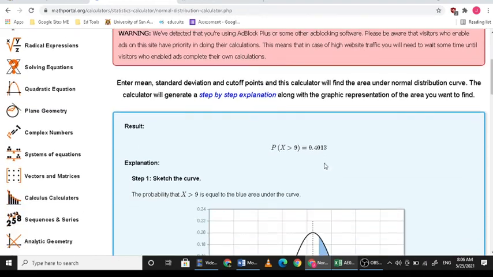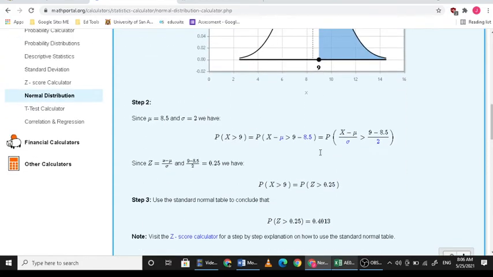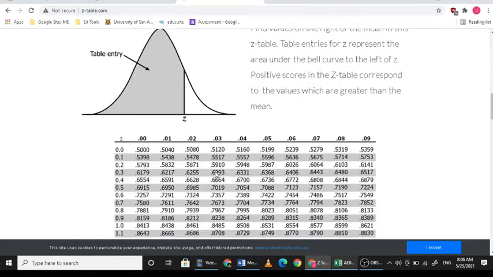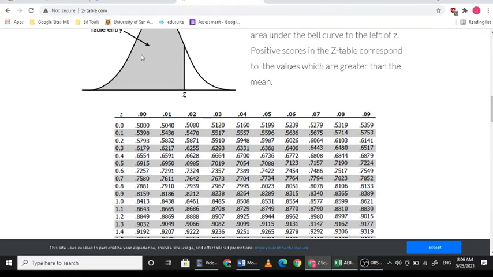So, for greater than 9, it's 0.4013. Okay? So again, that's 9 minus 8.5 divided by 2, so that's 0.25. Looking at your z table of values, 0.25 is actually 0.5987. Ang value nga ni is ang sa left.